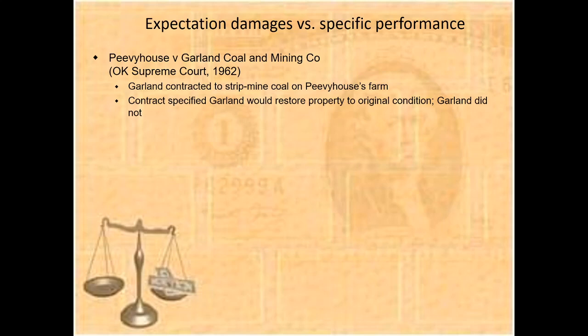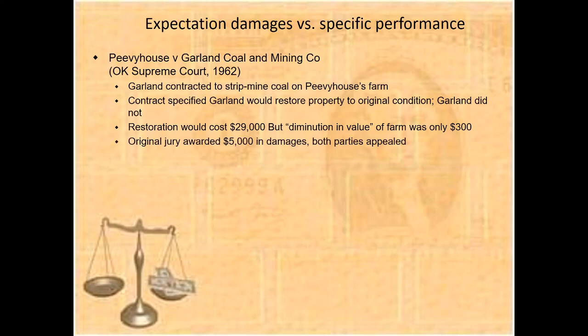Restore the property in an original condition. Garland did not. Why? Restoration would cost $29,000, but the diminution in value of the farm was only $300. This is actually the argument of Garland. The original jury awarded $5,000 in damages.